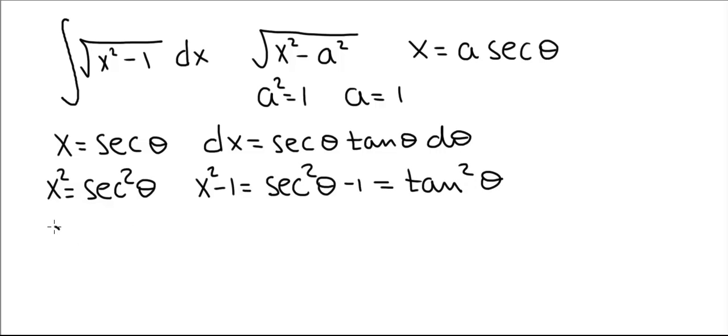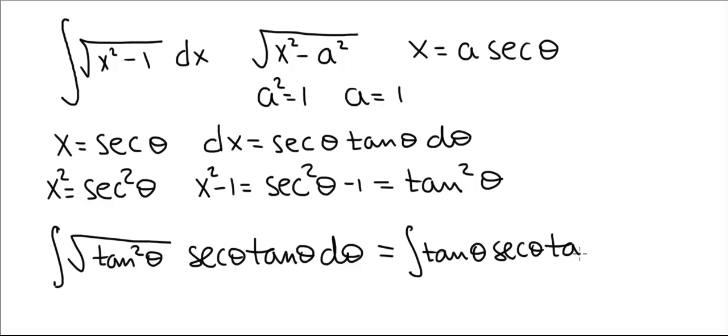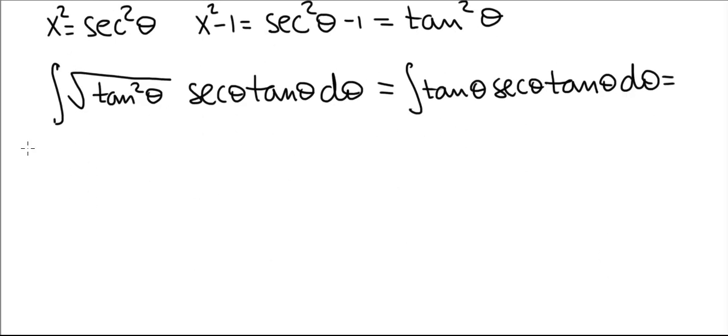So now our integral can be rewritten. Inside the radical, we put in tangent squared theta, and then dx would be secant theta times the tangent theta d theta. We can assume that the square root of tangent squared is tangent, so we have tangent times secant times tangent, all of theta d theta. Now simplifying this, we have the integral of tangent squared theta times secant theta d theta.